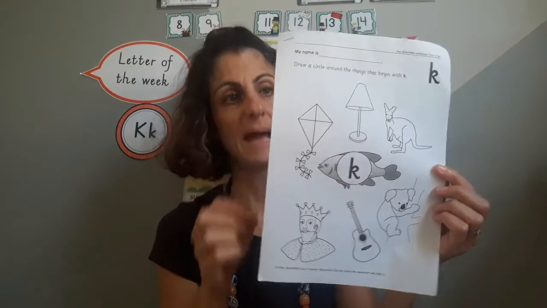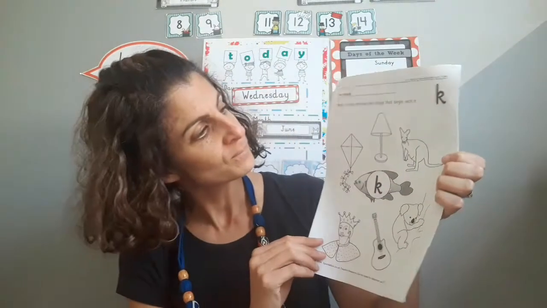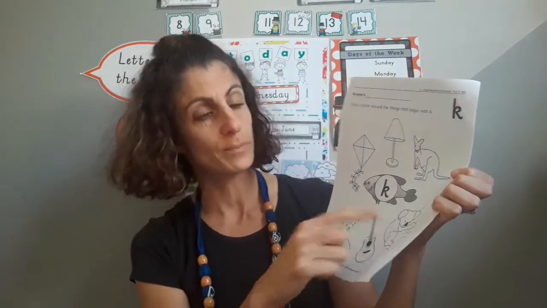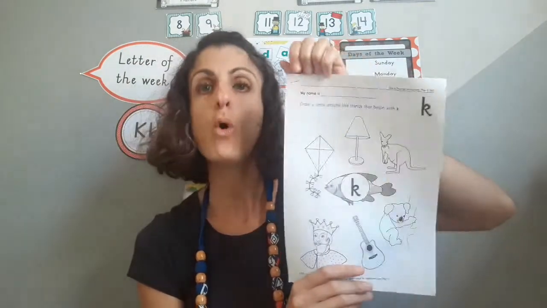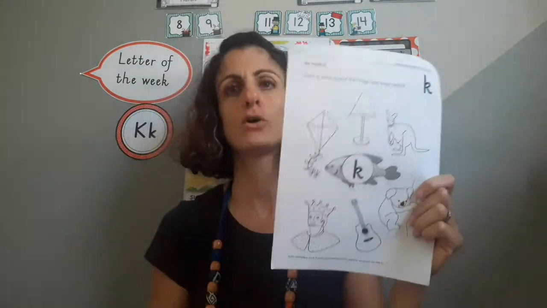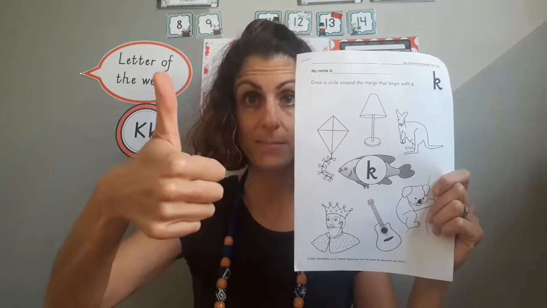Okay, so this is in your pack, and some of you might have done it already. What you need to do, it says you can draw a picture around, but if you want to color it in as well, that's also a good idea. Around all the things that start with a K. So let's go through these things. You're going to give me a thumbs up if it starts with a K, or thumbs down if it doesn't.